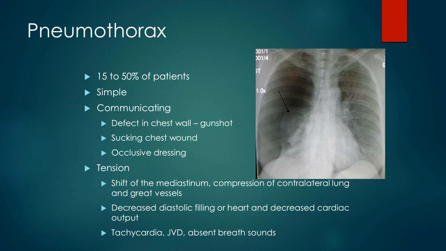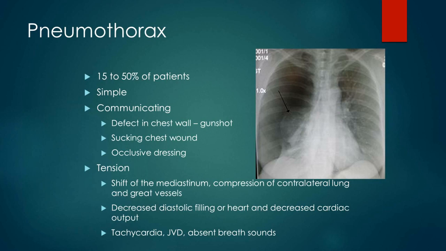Talking about pneumothorax here, 15 to 50% of chest trauma patients may have a pneumothorax at some point. You can have a simple pneumothorax, which is just somebody who comes in after trauma who popped a bleb, or you can see simple pneumothorax in patients who are atraumatic, who have respiratory disease and pop a bleb and come in with a pneumothorax. You can have communicating pneumothoraxes, which is a defect in the chest wall, like a gunshot or a stab. If they're large enough defects in the chest wall, they can cause these sucking chest wounds where air is entering through the hole in the chest wall instead of in through the trachea.